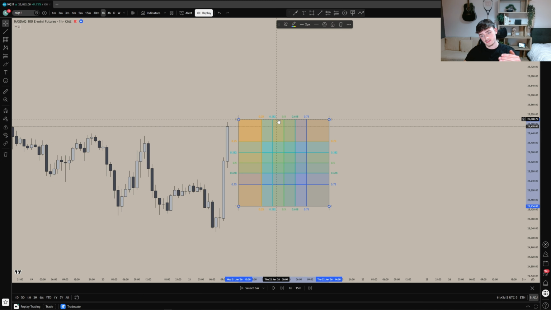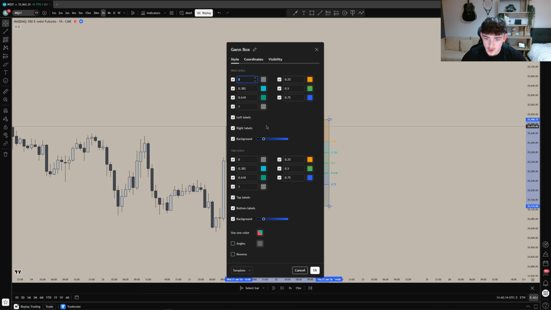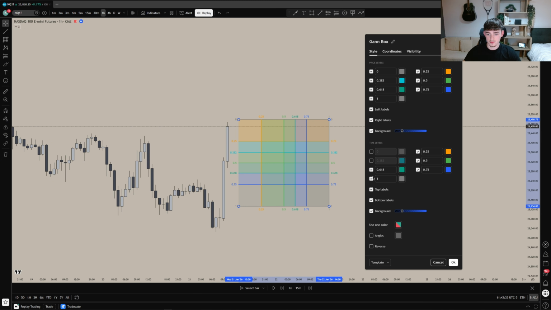And have that 50% mark very clear. So what you want to do, turn off time levels, because time levels are the vertical lines. We don't need that. We need premium discount, which is that 50% there. And then what we want to do is turn off the in-betweens. So we've got 0, 1, and 0.5. That 0.5 is going to be your middle section.